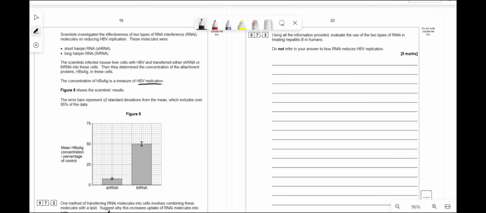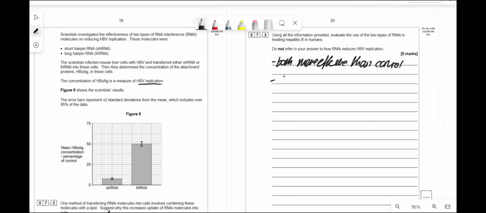So just to interpret this data, again, this is a mean HBsAg concentration as a percentage of control. So if this didn't work at all, like absolutely did not work, then these would be 100% because it would be a percentage of the control. So both of these at least do some work because this is 50% of the control and this is whatever that is when you read the scale. So already off the bat you can say that both are more effective than a control.